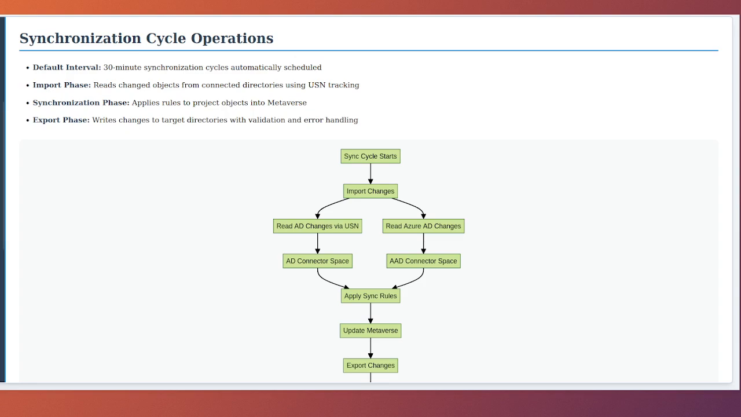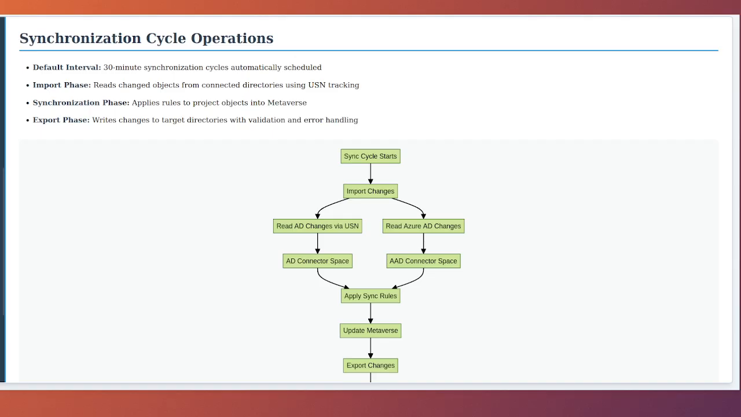The imported changes are stored in the connector space, which is a staging area that holds a replica of data from each connected directory. This staging approach allows the engine to work with a consistent snapshot of data even if the source directories continue to change during processing.